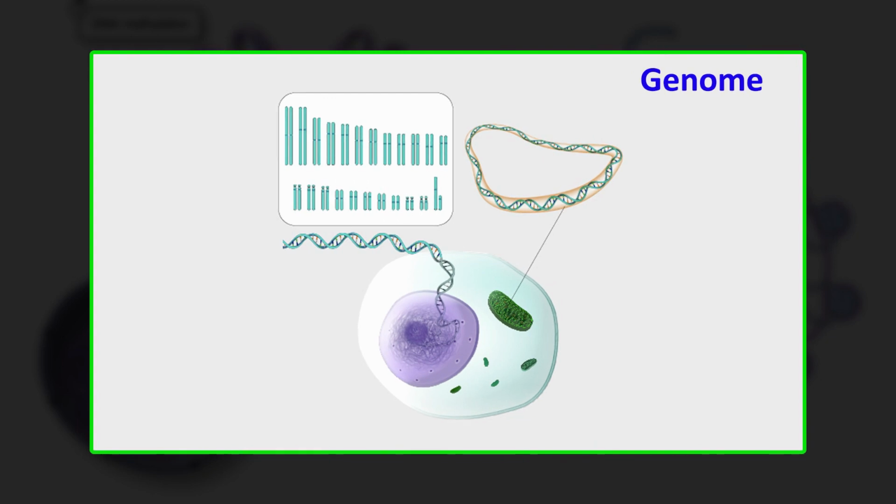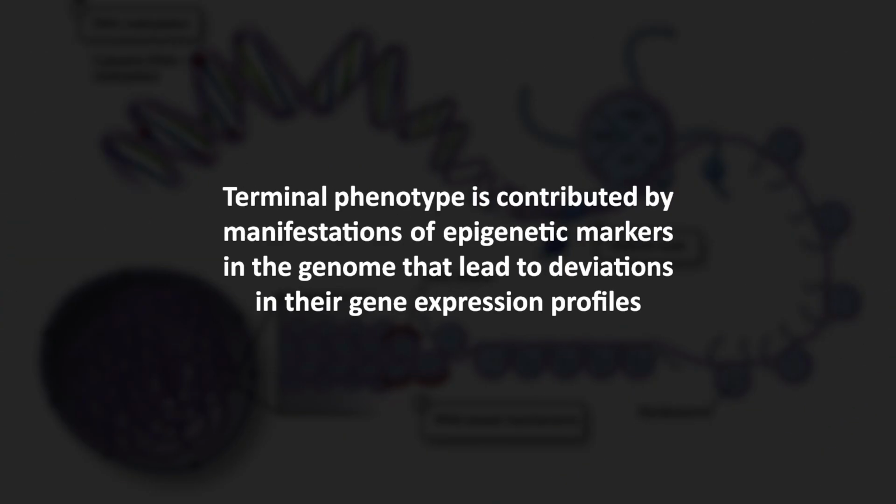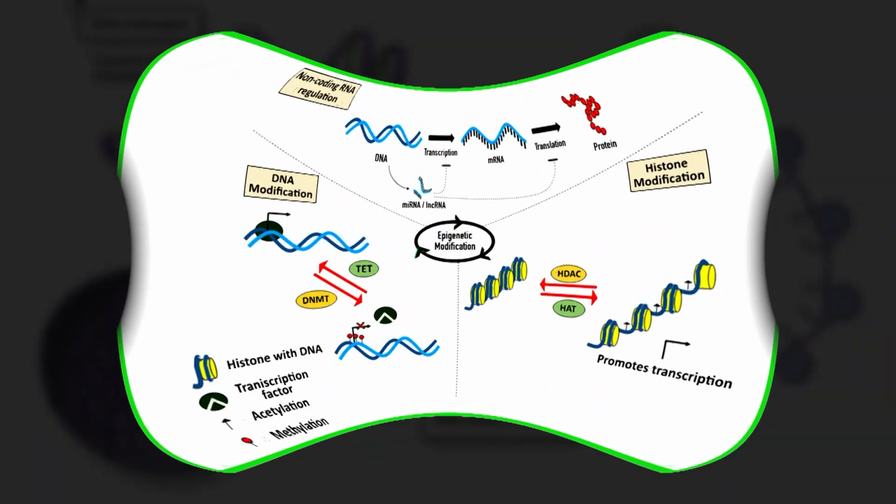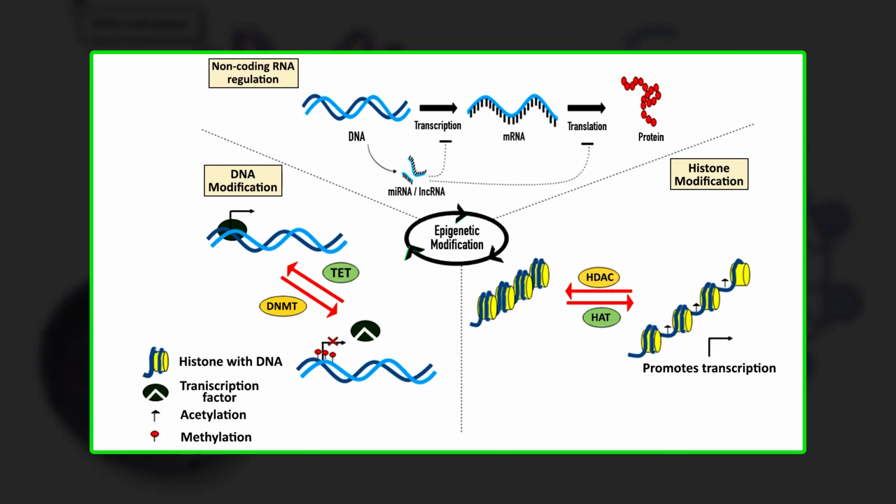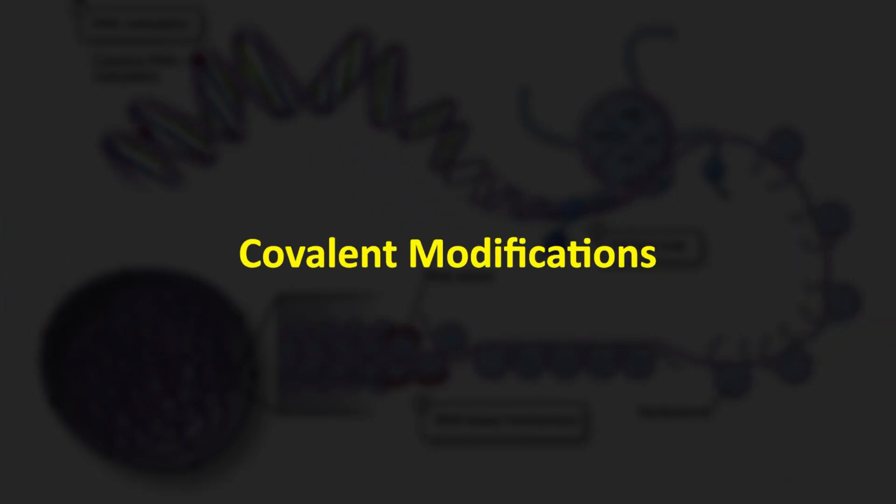The genome within each cell is identical. However, the terminal phenotype is contributed by manifestations of epigenetic markers in the genome that lead to deviations in their gene expression profiles. These deviations are regulated mainly by DNA methylation as well as modifications of histone and RNA associated silencing. Dear students, let's now discuss the covalent modifications.